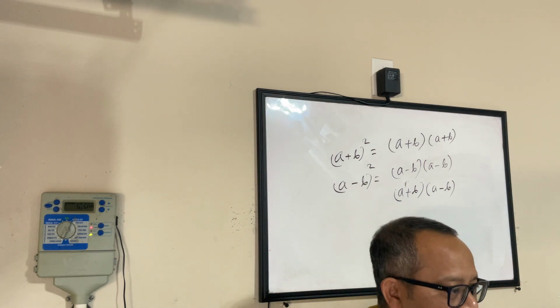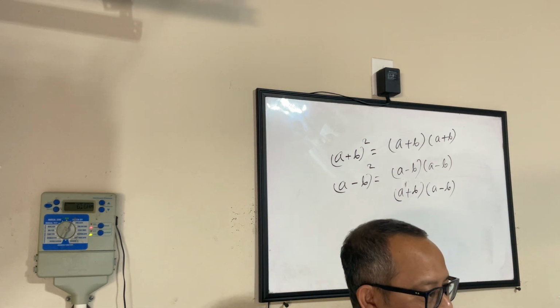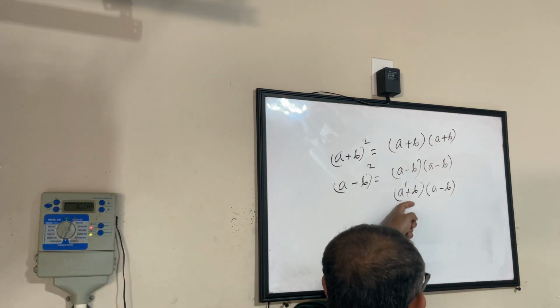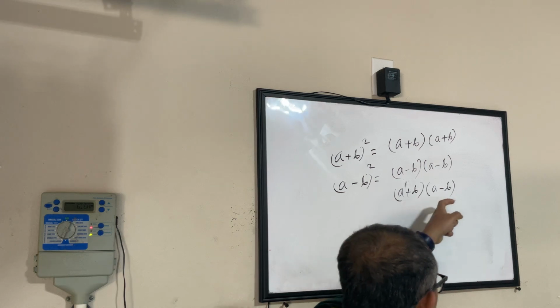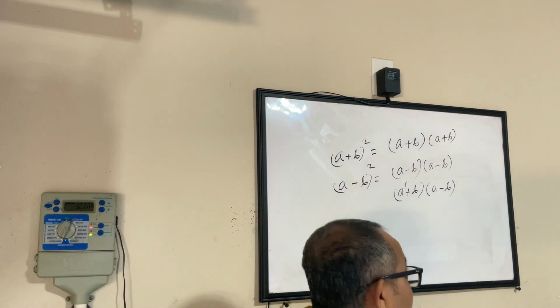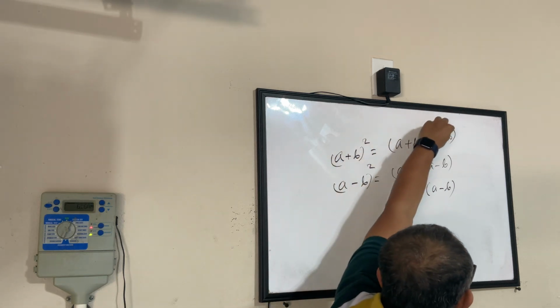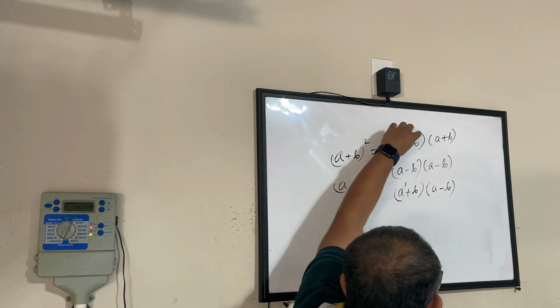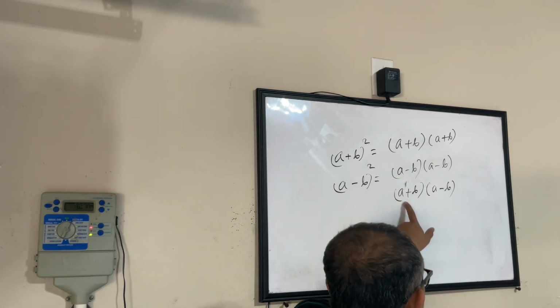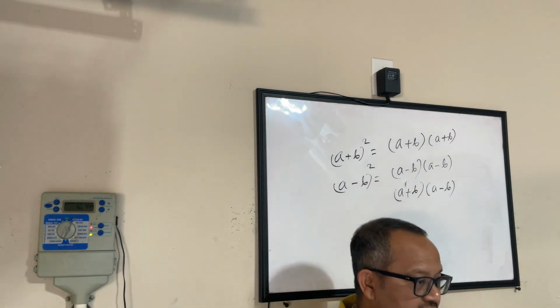Yes, Dikshita. The third one, like what's the expression? A plus b into a minus b. Okay. So you have three flavors. A plus b into a plus b, which is a plus b whole square. A minus b into a minus b, which is a minus b whole square. And a plus b into a minus b. This is the third flavor. Okay?